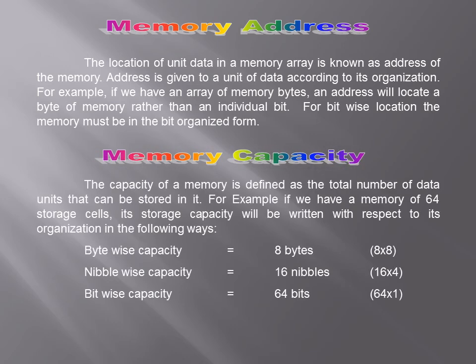The memory capacity is defined as the total number of data units that can be stored in it. For example, if we have a memory of 64 storage cells, its capacity will be written with respect to its organization in the following ways: byte-wise memory, 8 bytes; if it is nibble-wise, then it is 16 nibbles; and if it is bit-wise, then it is 64 bits.